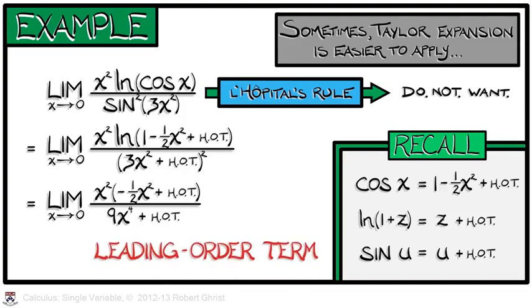And now we see that the leading order terms are of the same degree. We get negative 1/2 x to the fourth plus stuff over 9x to the fourth plus stuff. Factoring out an x to the fourth and canceling gives us an answer of negative 1/18.